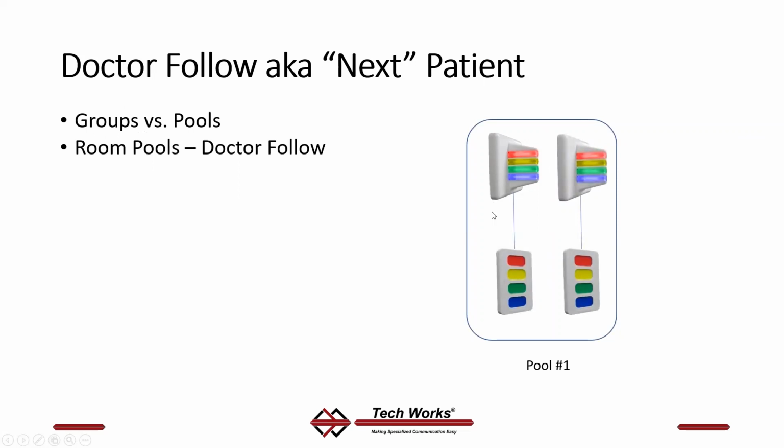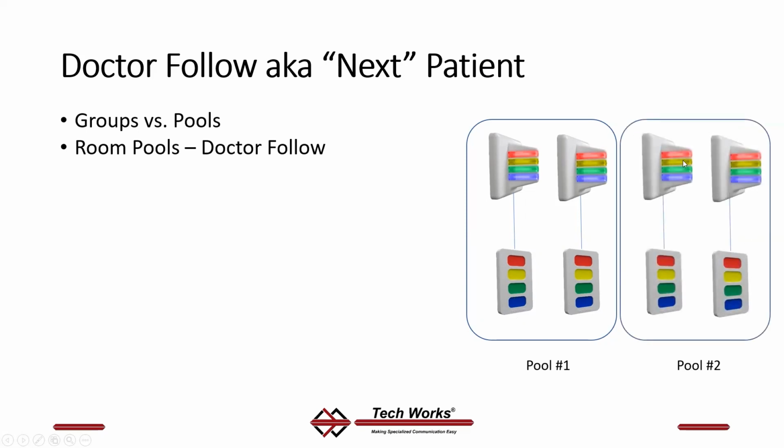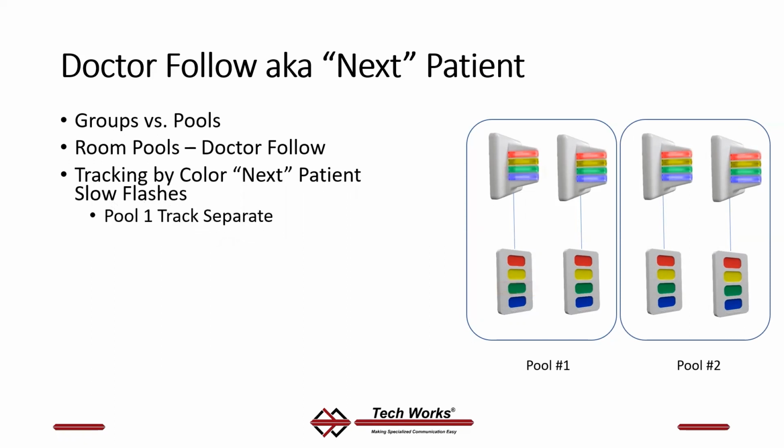A pool is a group of groups, if you will, that's associated with a provider or a function. So this doctor might cover these two rooms in pool number 1, and another doctor covers these two rooms in pool number 2. When a patient is ready for a doctor in pool number 1, it flashes the green light, let's say. Could be any color, but let's say it's green for doctor number 1 in pool number 1. Pool number 2 tracks totally separately. So its doctor green light is going to flash separately from pool number 1.